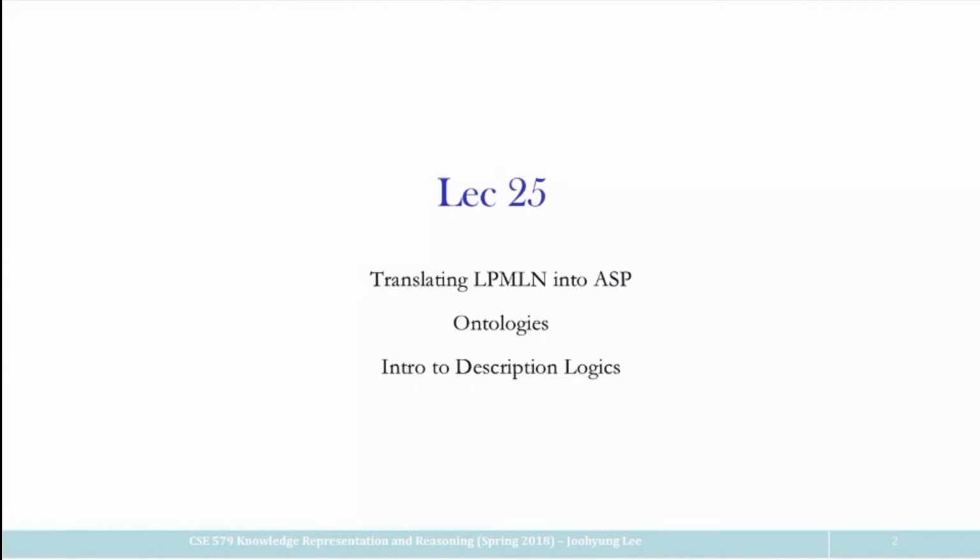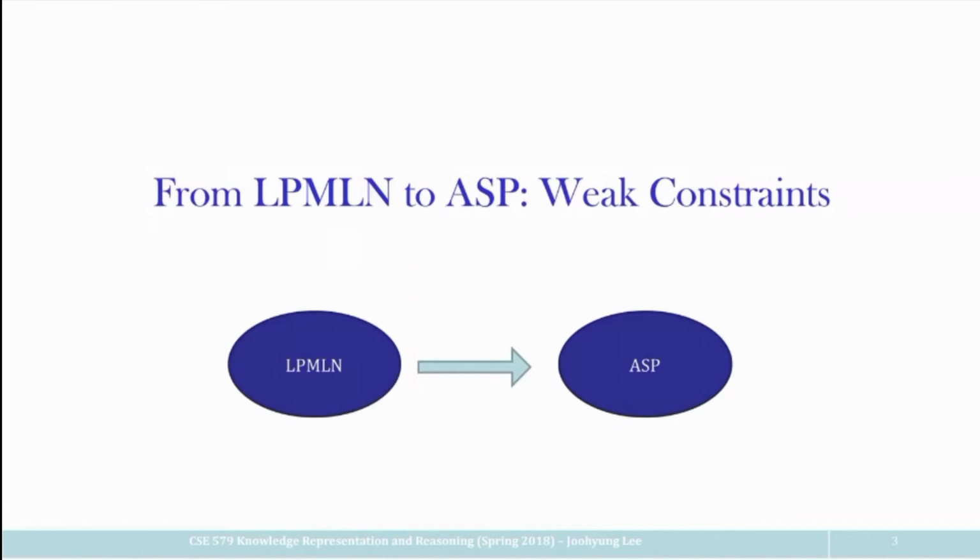To lecture 25. Okay, so today we'll finish off the translation of LPMLN to ASP and start the next item, which is ontologies and description logics. So the only thing that was left in the relationship between LPMLN, MLN, and ASP was only this one. So how do we convert from LPMLN to ASP?